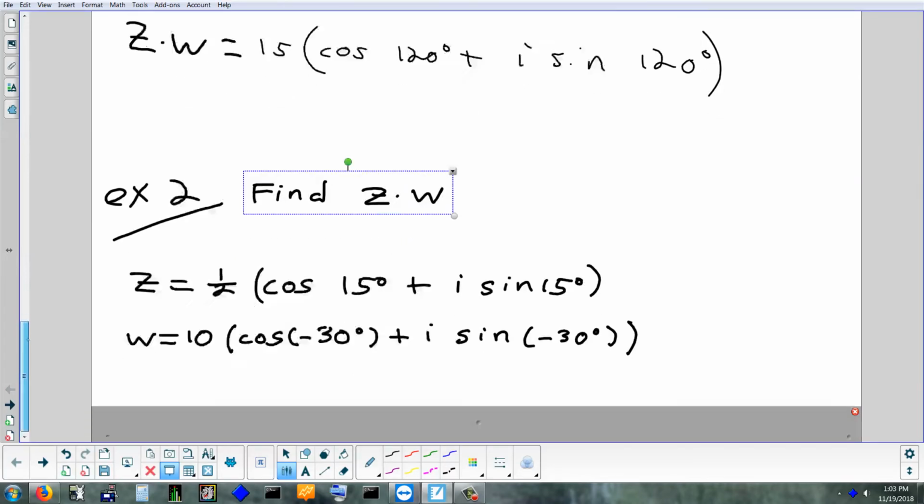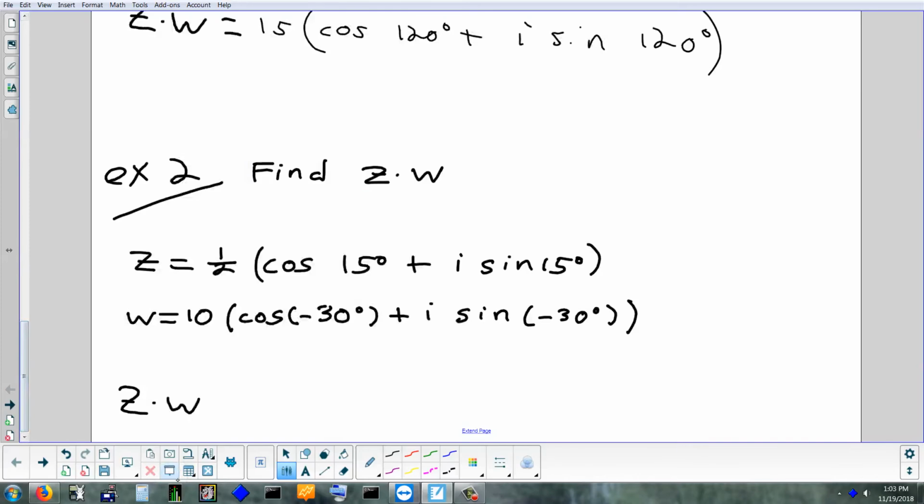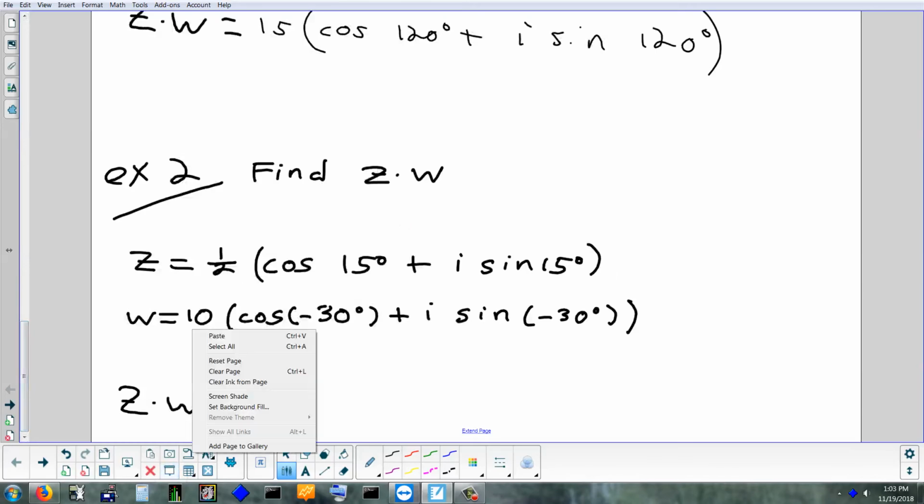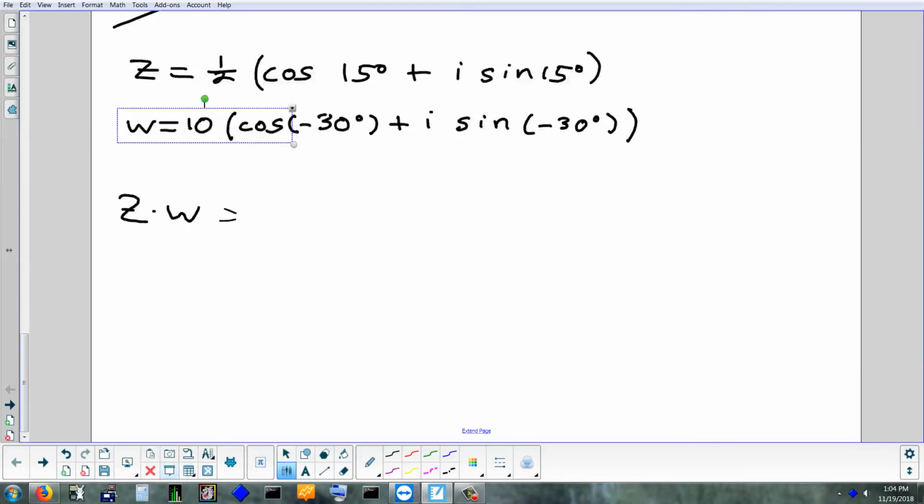Can you just start with my radius? Z has a radius of a half. W has a radius of 10. Half of 10 is 5. So I have 5 parentheses, cosine my angle, i sine my angle.